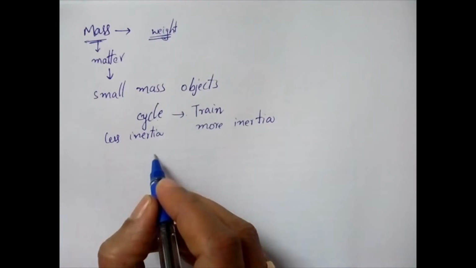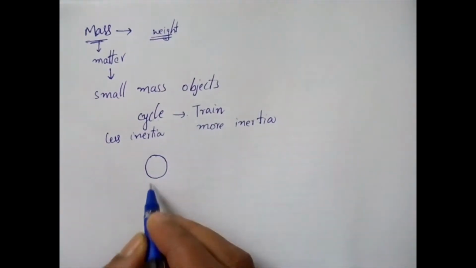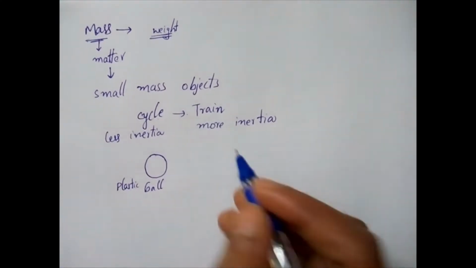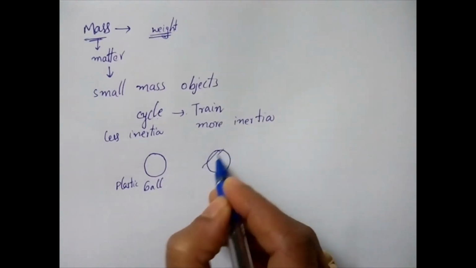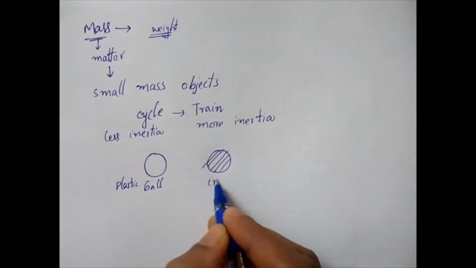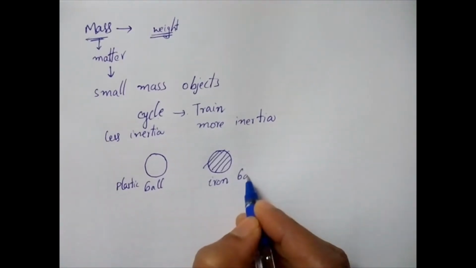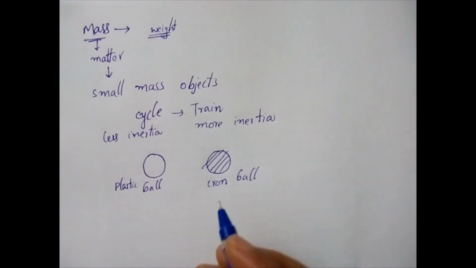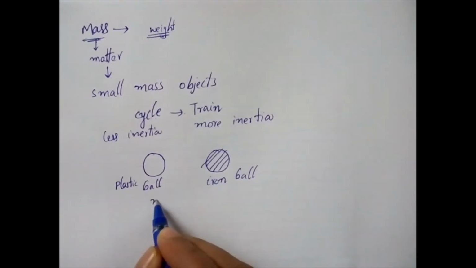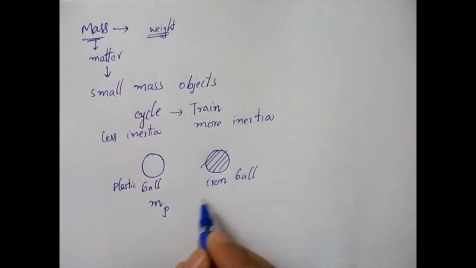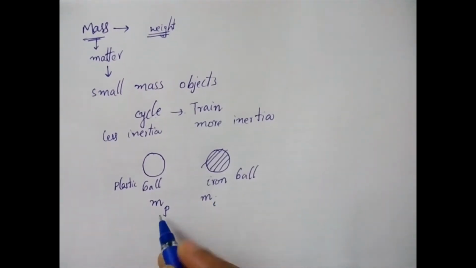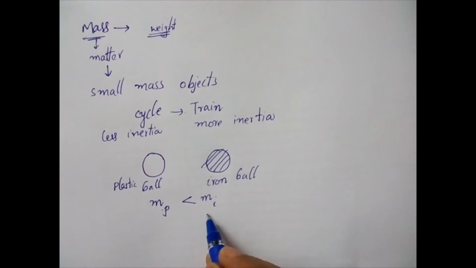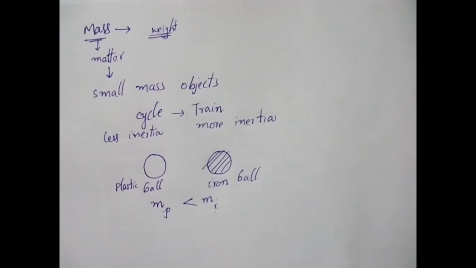In general, you can also take a plastic ball, and you have another ball which is solid. I'll take just an iron ball of the same size. Both the sizes are the same but the materials are different. Which will have more mass? You know, the iron ball will have more mass. I am just writing MP for the plastic ball, in the same way MI for the iron ball. So the iron ball's mass will be greater than the plastic ball's. So which has more inertia? Iron. Practically also you can observe.